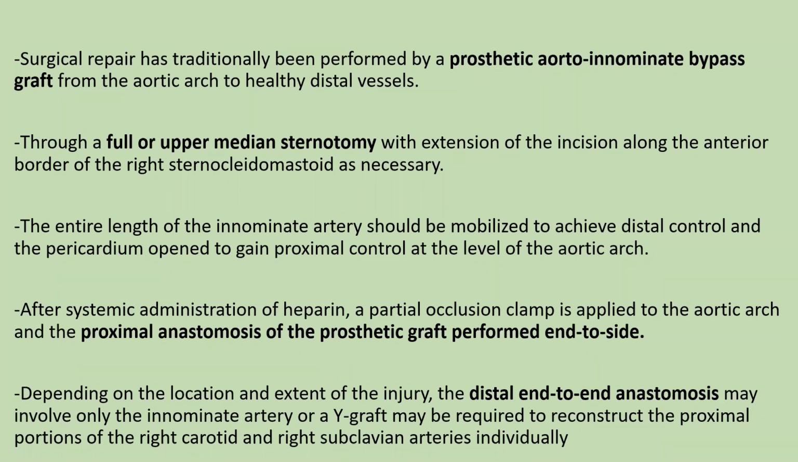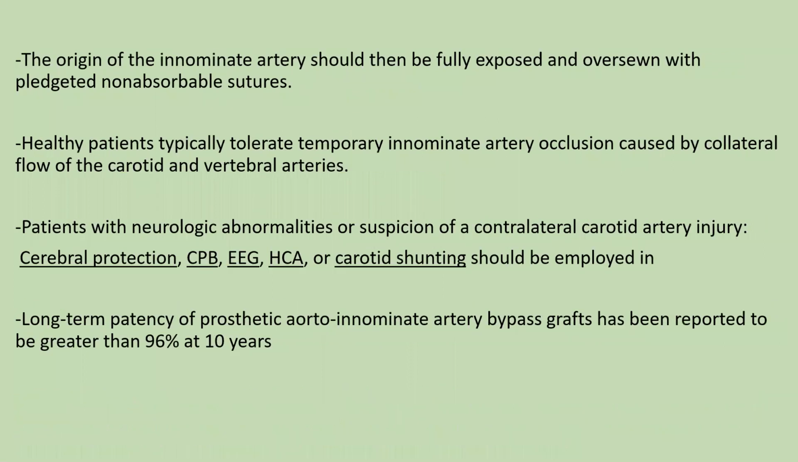After systemic administration of heparin, a partial occlusion clamp is applied to the aortic arch and the proximal anastomosis of the prosthetic graft is performed end-to-side. Depending on the location and extent of the injury, the distal end-to-end anastomosis may involve only the innominate artery, or a Y graft may be required to reconstruct the proximal portion of the right carotid and the right subclavian artery individually. The origin of the innominate artery should be fully exposed and oversewn with non-absorbable sutures.